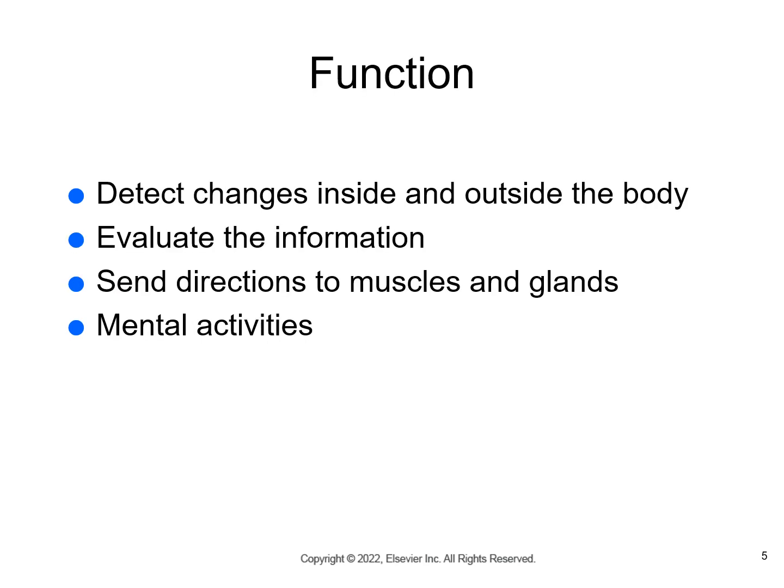Looking at the physiology, the function of the system is to detect changes from inside the body and that refer to outside of the body, to evaluate information that is transmitted from one part of the body to the brain and back to the body again, and to send directions to muscles and glands. Glands are going to be producing hormones, and muscles, of course, are needed for movement. So the brain's going to send directions to those in order for them to begin their function. And then another function is the mental activities of the body.